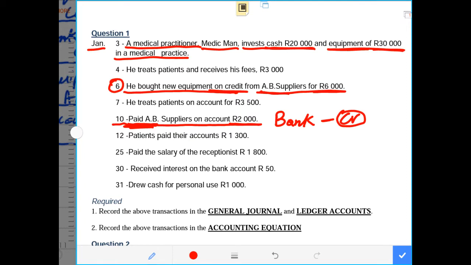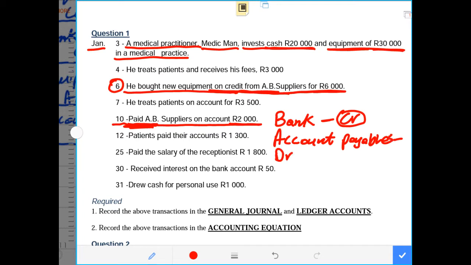And because we are paying a supplier, or because we are paying our liabilities, our liabilities will have to decrease on the debit side because liabilities decrease on the debit side. And in this case, the liability that we are talking about is called account payables. That means people that we owe money. So now account payables will decrease, and account payables decrease on the debit side because account payables are liabilities.